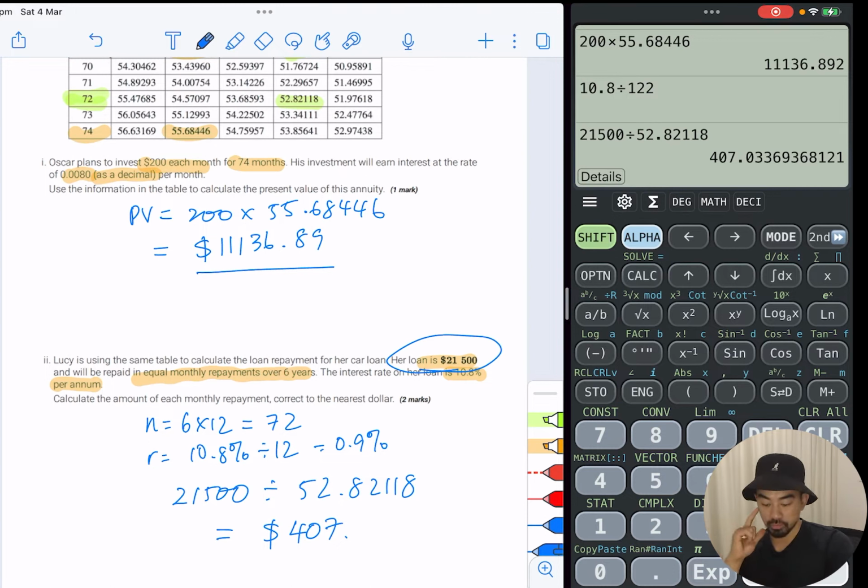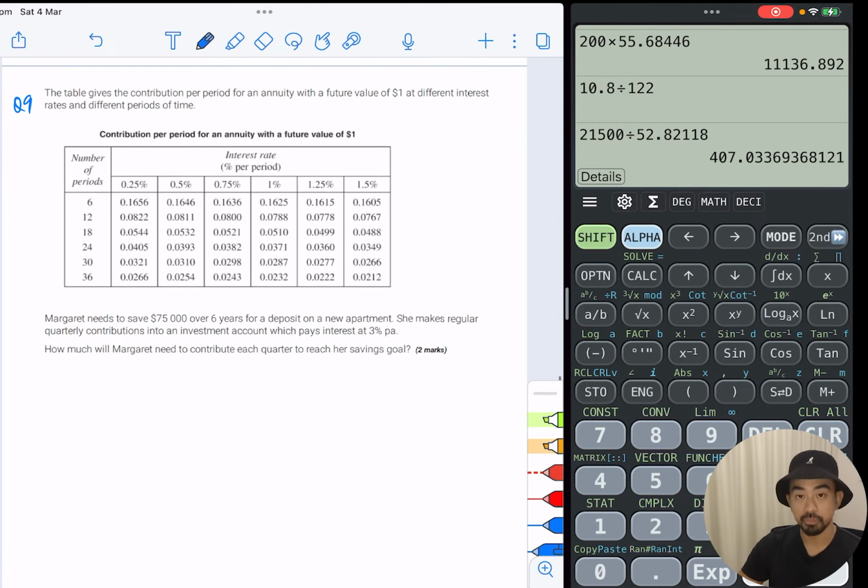All right, cool. So once again, this is one of those situations where you just common sense it. You're going to have to multiply or divide by your interest factor. If you don't divide in this case, it's going to be way bigger than 21,500, and it's not going to make sense.